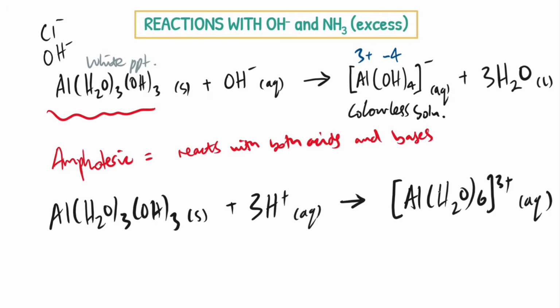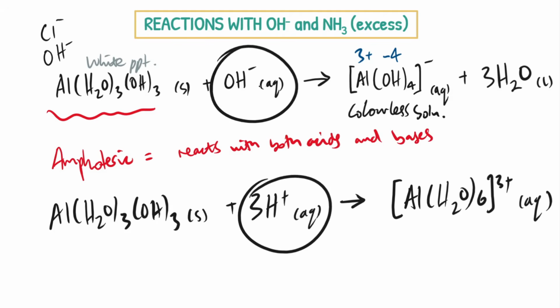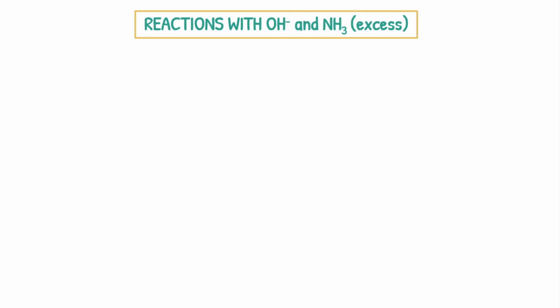So we're going from a white precipitate to a colorless solution. So you're going to get the same observation each time, but just keep in mind the change in the other reactant right here for these 2 equations. And remember the keyword amphoteric, okay? Right, that's aluminium 3 plus out of the way. Let's look at copper, okay?